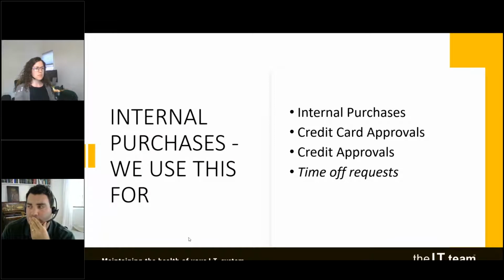So what do we actually use these for? We use them for internal purchases, credit card approvals, and credit approvals as well, so if we're having to give credit, we make sure it goes past the right person. Time off requests is something that we've set up and played around with, but because we've got our own time logging system, we don't need to make use of this. But you can get quite smart with it, adding extra steps at the end to automatically block out your calendar if it gets approved. So it's pretty powerful stuff.